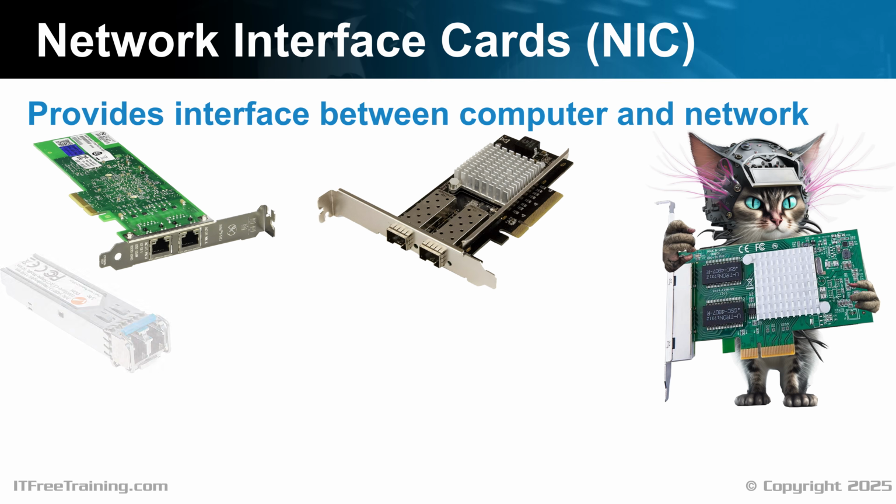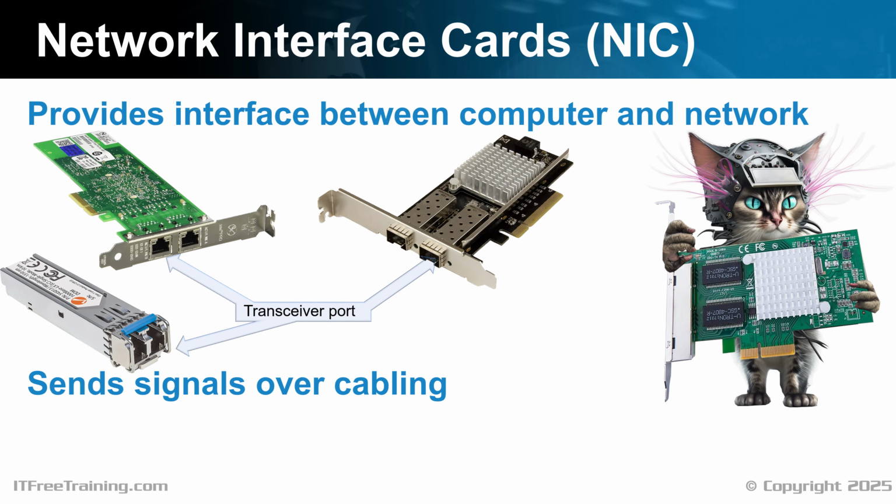Some devices also provide a network connection but are not physical network cards. These devices are called transceivers and are often used in network equipment. Network cards are essentially made of two parts, the transceiver port and the circuit board. The circuit board contains electronics to process the signal from the transceiver port and send it to the computer. Thus, the job of the transceiver is to send signals over the cabling. In this example, twisted pair and fiber optic are being used.